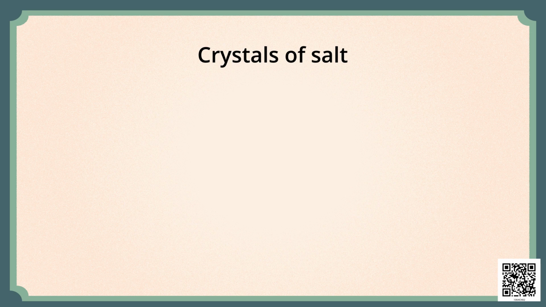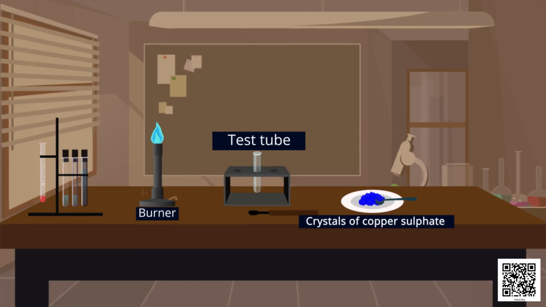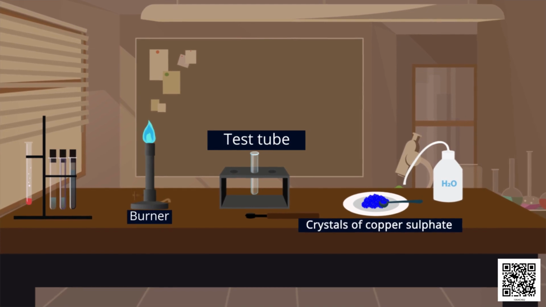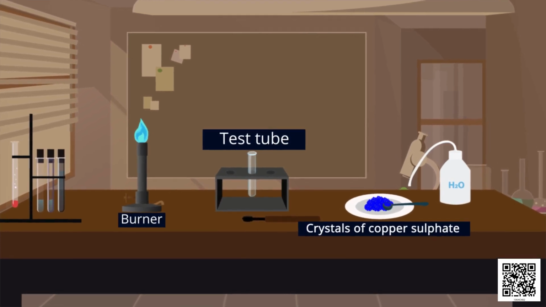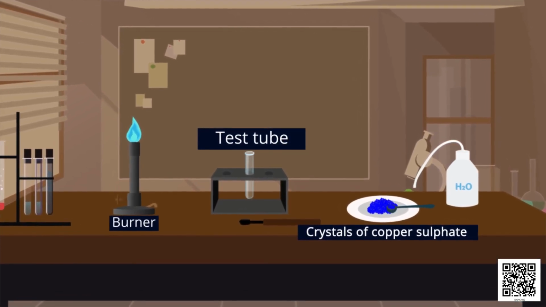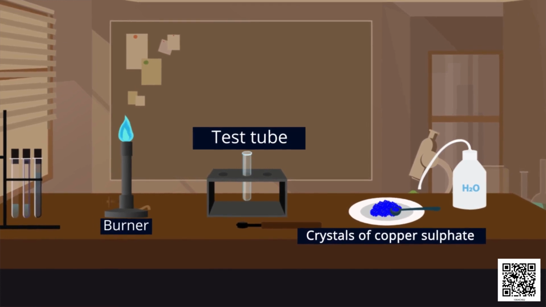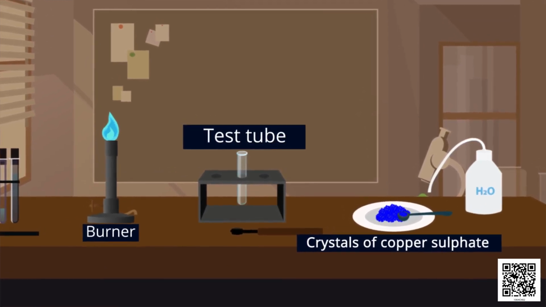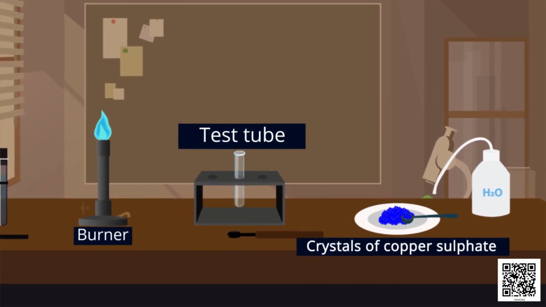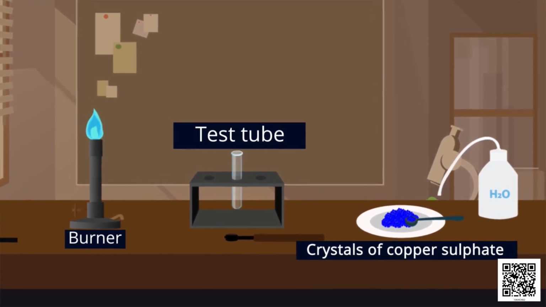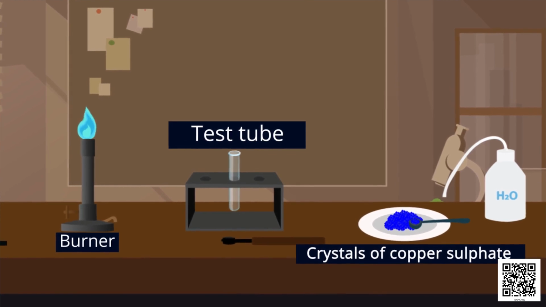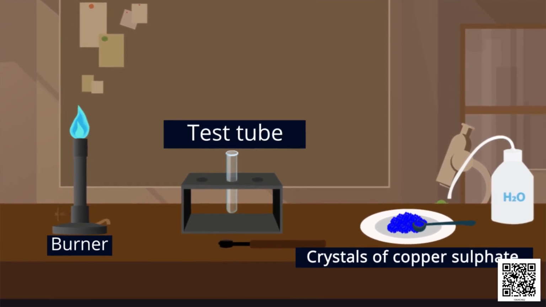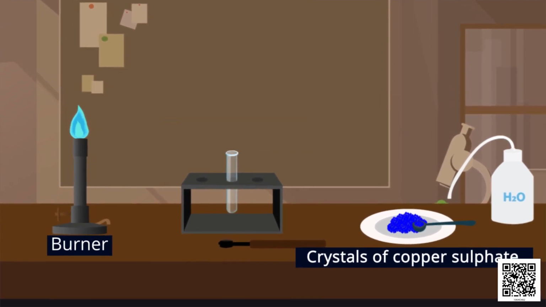Children, you must have seen the crystals of copper sulfate in your science labs. They are blue in color. These blue-colored crystals of copper sulfate appear dry to you. But are they really dry? To find an answer to this question, let us perform an activity.